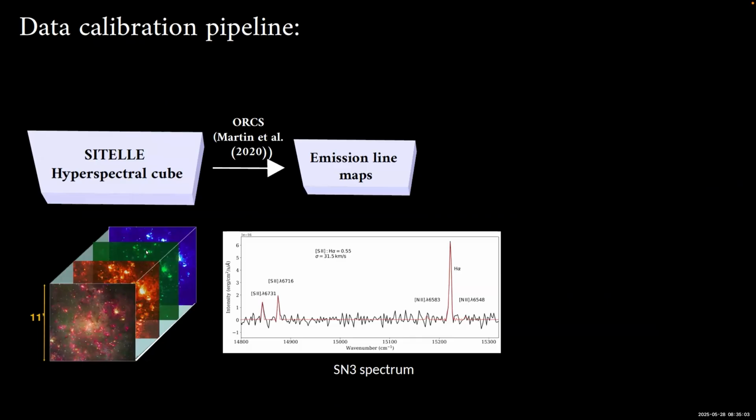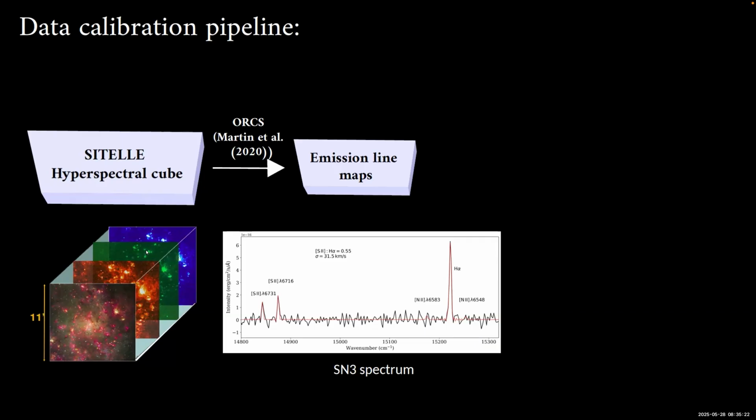Luckily, we have a nice fitting tool called ORCS that has been made by Thomas Martin right here, which allows us to go through each pixel and basically fit all the emission lines. So for example, here we have the S2 doublet and the H-alpha line. So we fit all those lines, and what we get at the end, instead of data cubes, is maps, which are much more convenient to use.